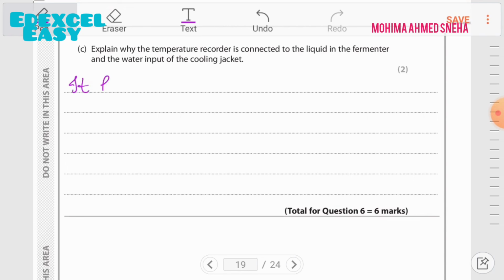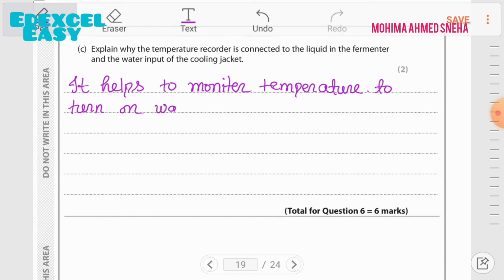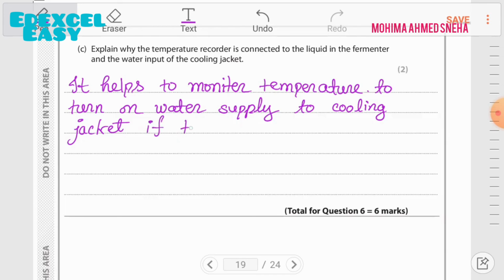It helps to monitor temperature, to turn on water supply to cooling jacket if temperature increases, to prevent enzymes being denatured.